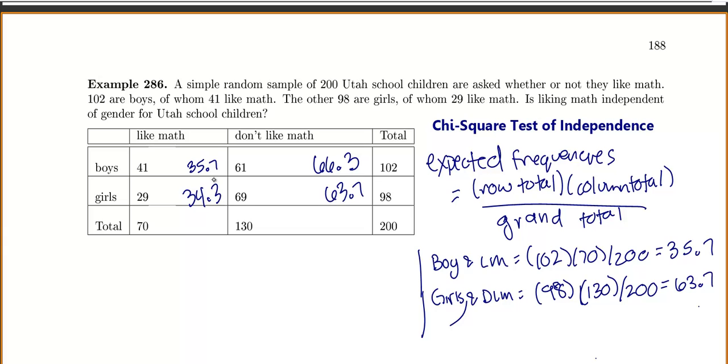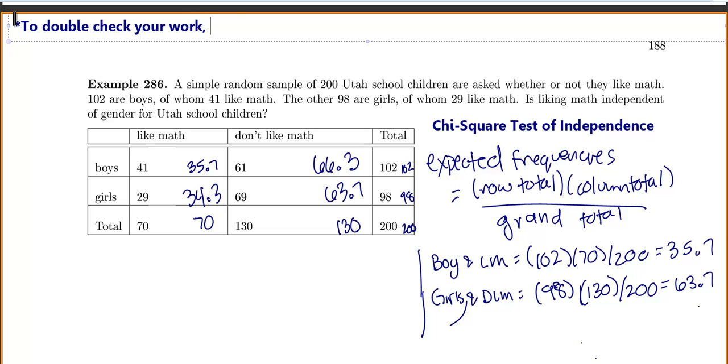Now one thing to keep in mind is if you add up these expected values, so 35.7 and 34.3, you will get 70. And if you add up 66.3 and 63.7, you're going to get 130. Sometimes you'll be just a little bit off due to rounding, but that's not a big deal. And if you do 35.7 and 66.3, you're going to get 102 and 98 and 200. So just as a little side note, to double check your work, the totals for the observed and expected should match. That's just a way to double check your work.